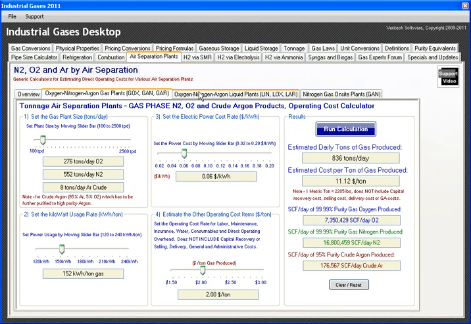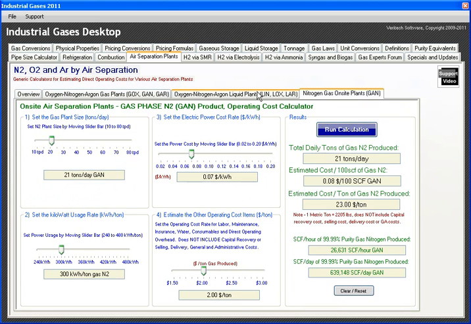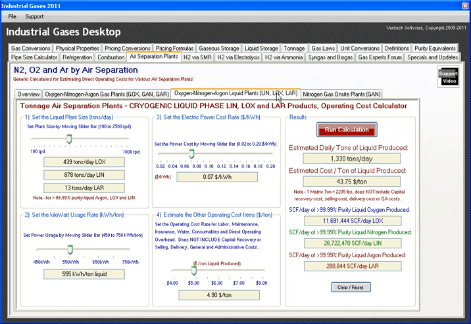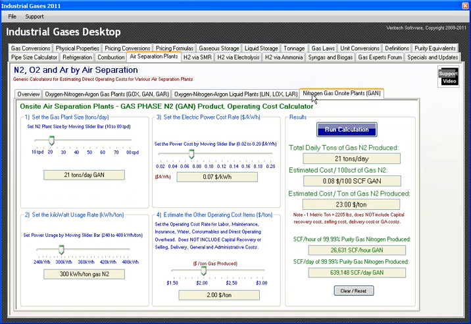In the following three tabs, there are smart modules for making different mixes of air gases. So in the first tab, we're making gas phase oxygen, nitrogen, and crude argon. In the second tab, we're making liquid nitrogen, liquid oxygen, liquid argon. And in the third tab, we're making gas nitrogen.